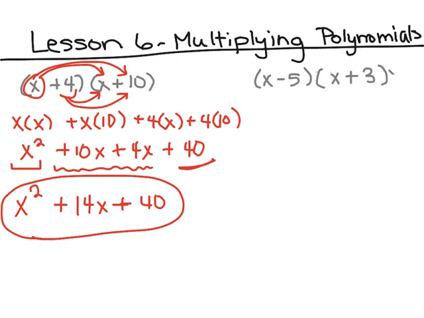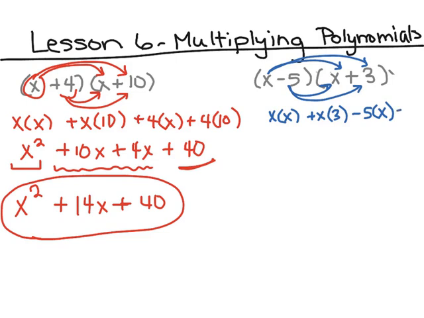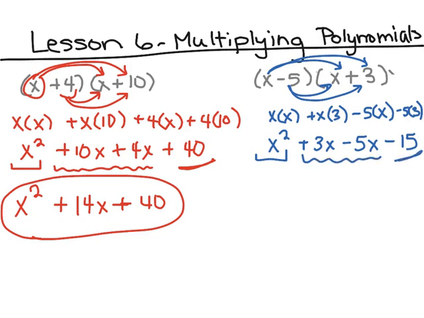For the next one, x times x, x times 3, negative 5 times x, and negative 5 times 3. X times x is x squared, plus 3x, minus 5x, minus 15. Now we combine our like terms. We have x squared. 3 minus 5 is negative 2x, minus 15.